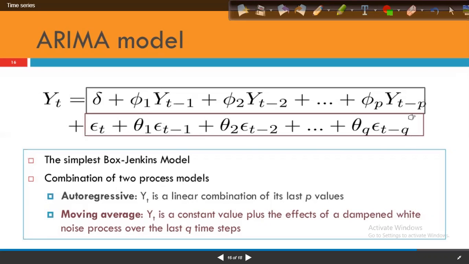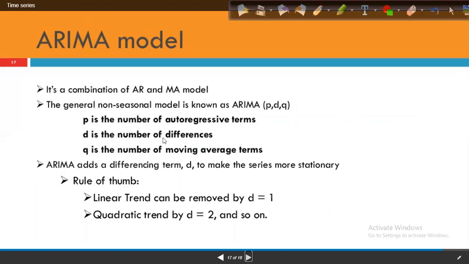So you have the AR term and you have the moving average term. The I stands for differencing, which we'll see as part of my demo. P is the number of autoregressive terms, D is the number of differences, and Q is the number of moving average terms.